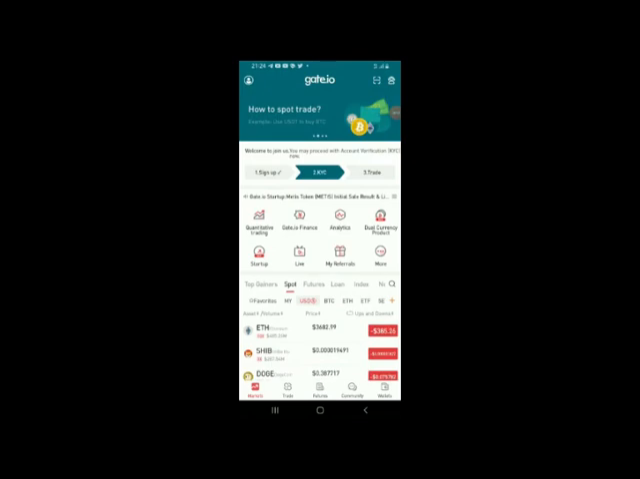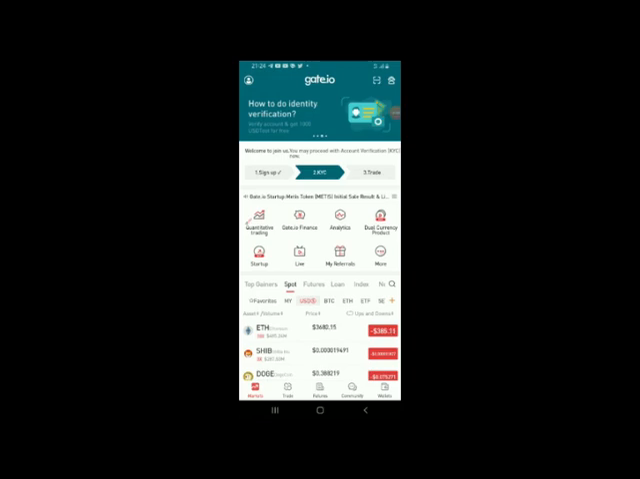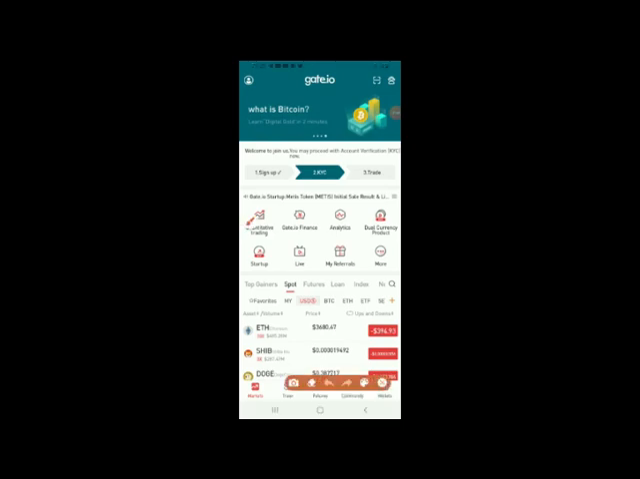Now, if you observe, the first thing you're currently looking at is the home screen of Gates. What I mean by the home screen is once you log in, this is what you see first. You can see the first icon at the bottom is called markets. The next one is trade. The third one is features. The fourth one is community, and the last one is wallet.